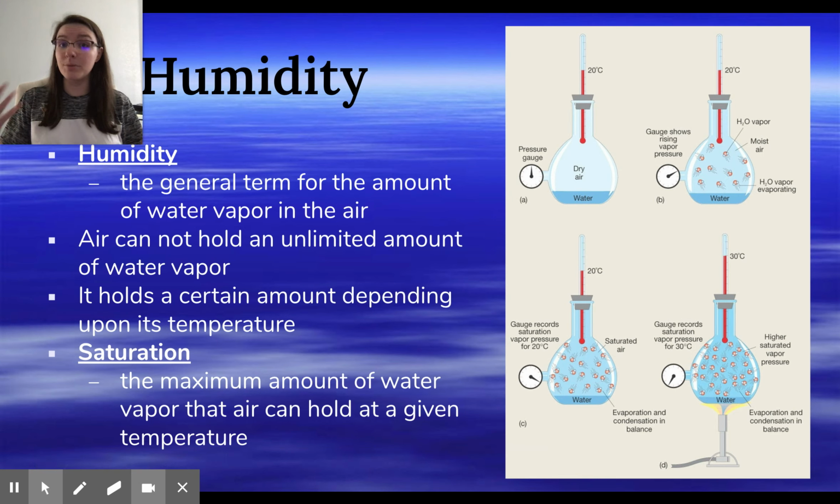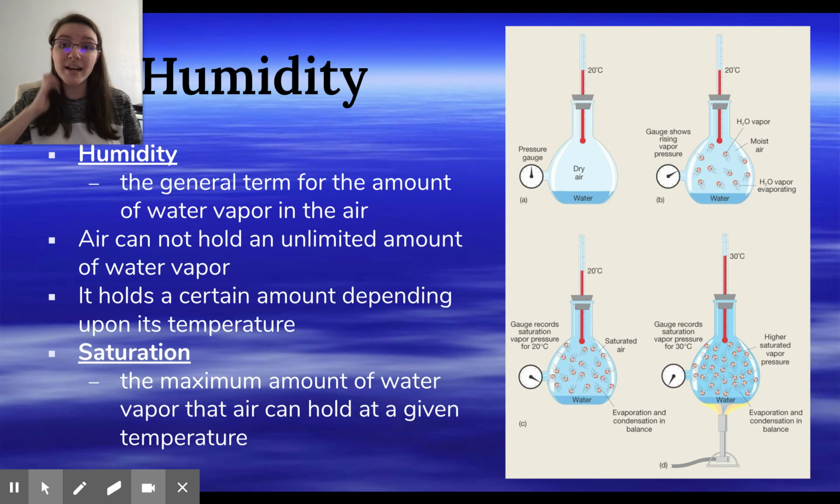Now we can get into humidity. Humidity is a general term for how much water vapor is in the air. Air can't hold an unlimited amount of water vapor. Remember, air is the scientific term for the specific mixture of gases that we have in the atmosphere: 78% nitrogen, 21% oxygen, 1% argon, and a little bit of other things. Humidity is how much water vapor can be held in the air, and depending on the temperature, that can be different.